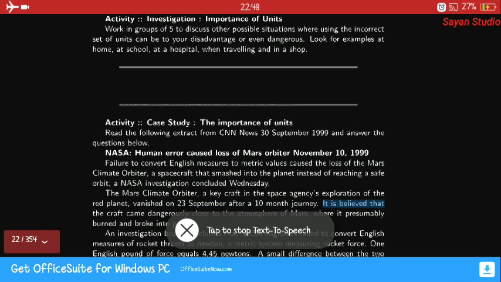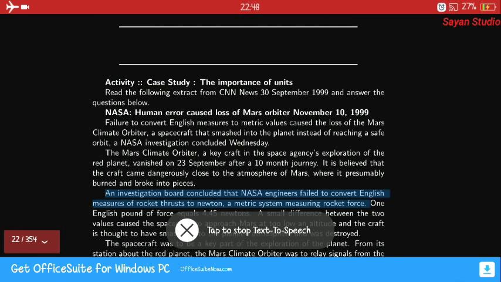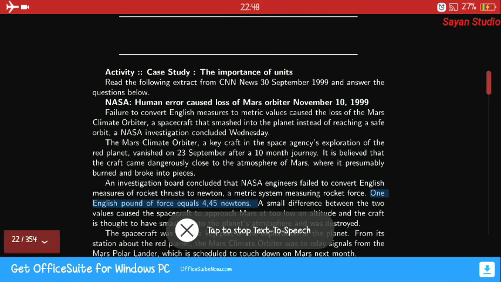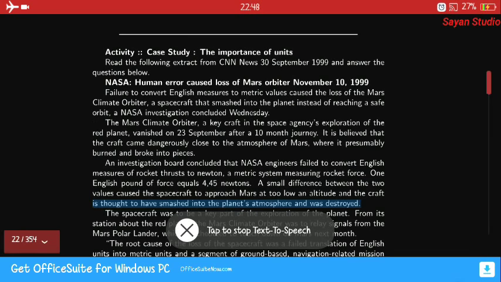It is believed that the craft came dangerously close to the atmosphere of Mars, where it presumably burned and broke into pieces. An investigation board concluded that NASA engineers failed to convert English measures of rocket thrusts to newtons, a metric system measuring rocket force. 1 English pound of force equals 4.45 newtons. A small difference between the two values caused the spacecraft to approach Mars at too low an altitude, and the craft is thought to have smashed into the planet's atmosphere and was destroyed.